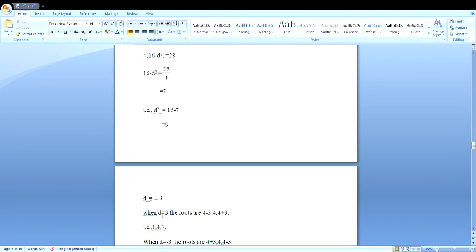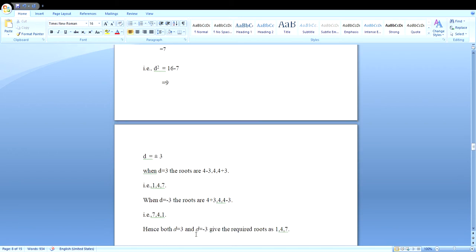When d equal to 3, the roots are a minus d, that is 4 minus 3, comma 4, comma 4 plus 3. That is 1, 4, 7. When d equal to minus 3, the roots are 4 plus 3, 4, 4 minus 3, that is 7, 4, 1. Hence, for both d equal to 3 or d equal to minus 3, we get the same roots, that is 1, 4 and 7, which are in AP.